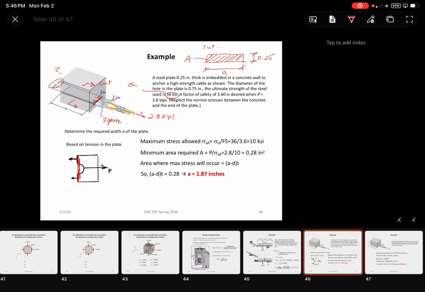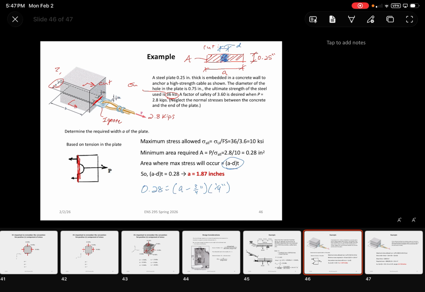With the hole accounted for, then you would basically just subtract the area of the hole here, which is where that (A minus D) times T comes from, where this value is the D. Everyone sees that? And so from there, once you plug in and calculate, you should get 0.28 is equal to A minus the 3/4 inch hole, and then the plate itself is 1/4 inch. Use algebra, you find out that the plate has to be 1.87 inches in width.